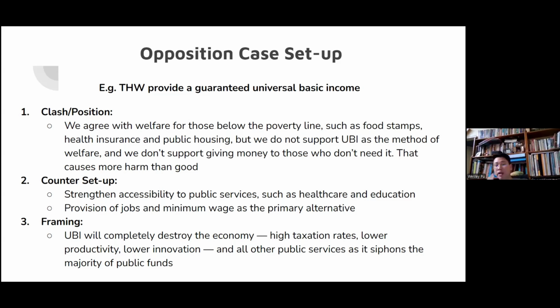Finally, what is the frame? A UBI will completely destroy the economy because of higher taxation rates, lower productivity, and lower innovation, and it harms all the other public services as it siphons the majority of public funds. That is the frame as to why this was important. This was bad for the economy because of its ability to detract and pull away from other aspects of the economy that were more important.